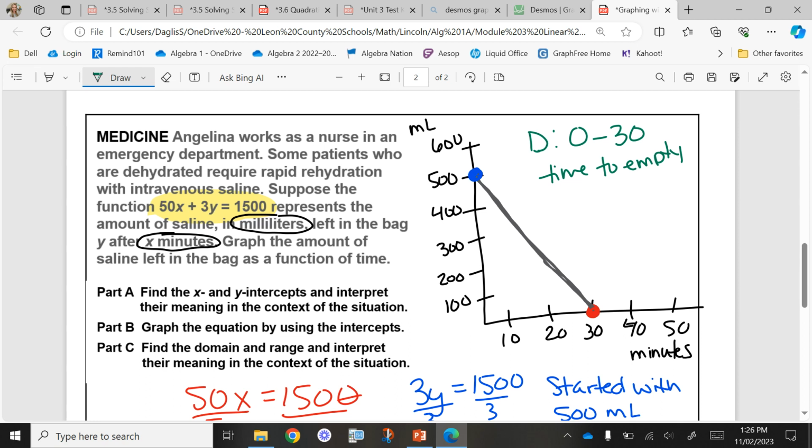All right, and then my range is my Y values, right? These were my X's. My range is my Y's. So what's the lowest Y value we have? How low does my Y's go? What was it? 0. We go as low as 0, but we go as high as what? 500. So what does that show? Total milliliters in the bag. Yeah, good. So between 0 and 30 minutes, we had between 0 and 500 milliliters of saline. Good. Y'all did very good on that one.